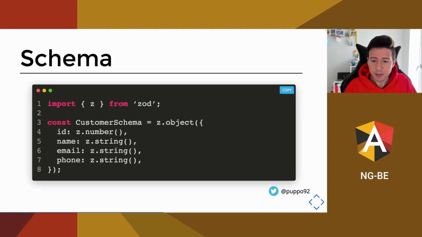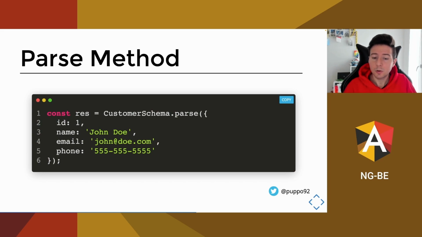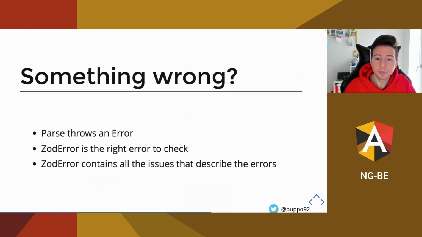So we can start from the schema and create an object that represents our type. Then we can convert this schema into a TypeScript type or interface, so we can use it in our code base and get all the benefits of using TypeScript in our application. And then using the parse method, we can check at runtime if the object respects our schema. So we are sure that the object received from an API is as expected. Otherwise, the parse method raises an error.